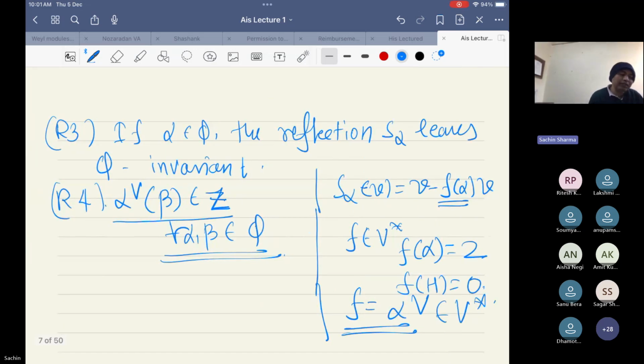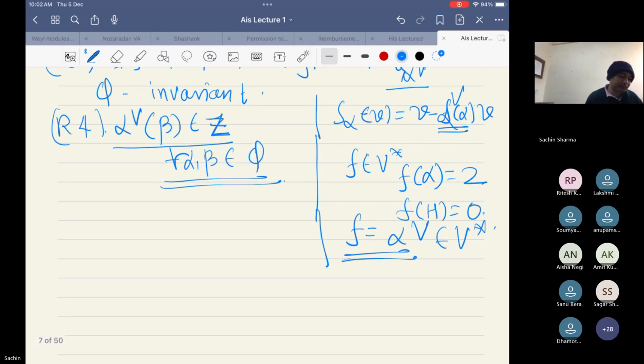And the third one is that it leaves this reflection invariant. Okay, S alpha, this is invariant. In fact, you can write S alpha alpha check, because for every reflection you have with respect to it, this S alpha alpha check is actually your functional F. So this is nothing but your alpha check of alpha. This leaves your phi invariant, and alpha check of beta belongs to Z. Okay. So fine. Why don't we start with some examples?